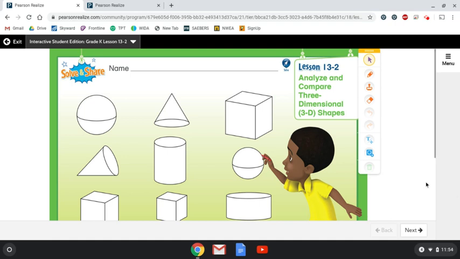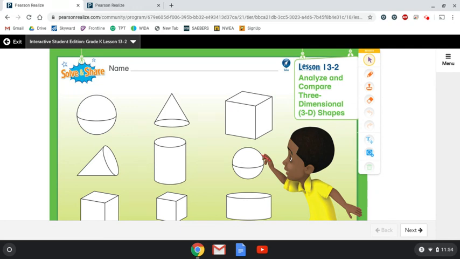Hello, boys and girls. Yesterday and the day before, we were learning about comparing and analyzing 2D shapes. And today we're going to change that and we're going to be comparing and analyzing 3D shapes. Another name for a 3D shape is a solid shape. So things like a sphere or a cone or a cube, those are 3D shapes.